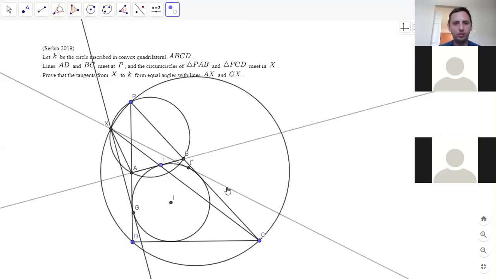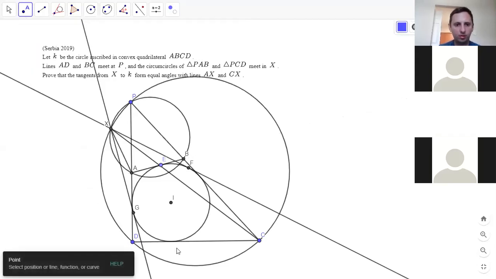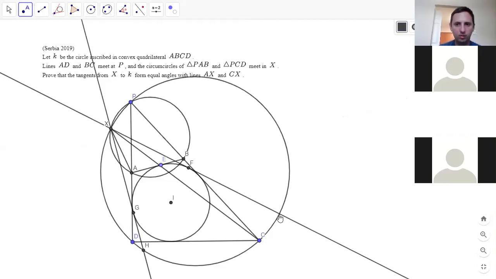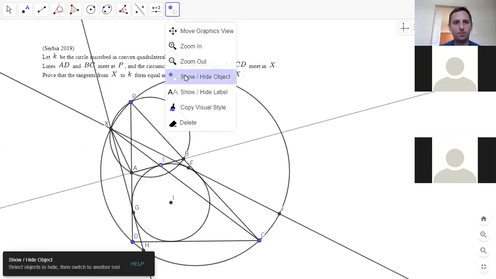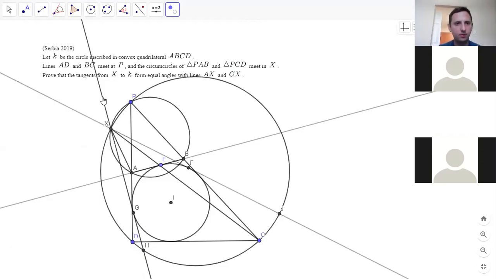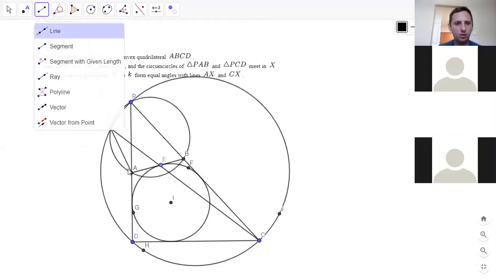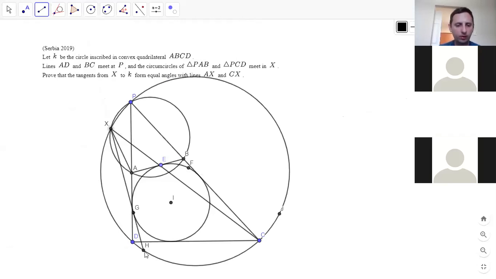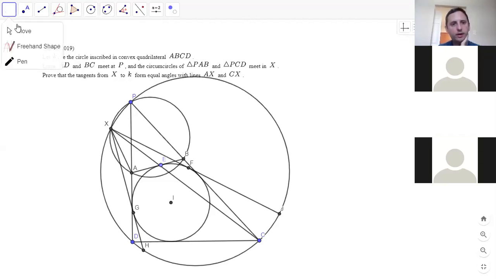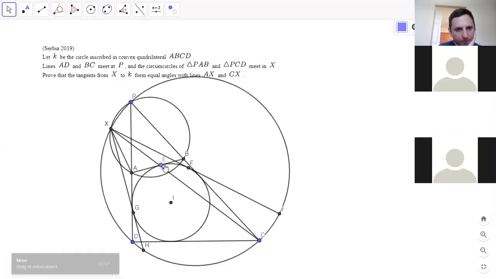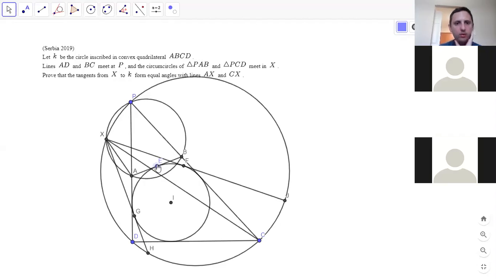Should we draw where they meet the circle, the big circle? I don't know if that would be that helpful, but maybe. Why not? All right. So we want to show angle GXA is equal to angle FXC. Now E doesn't lie on this, so I don't want to make it look like it does. There we go.